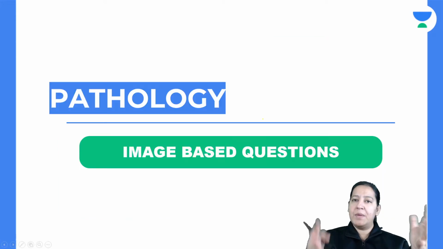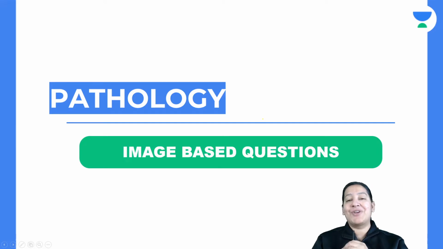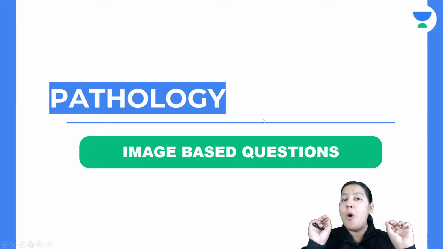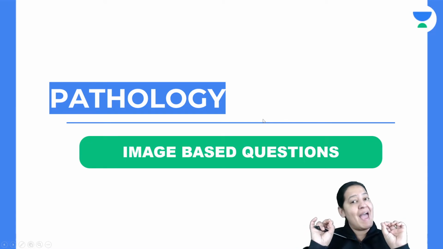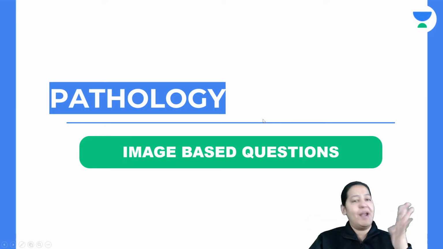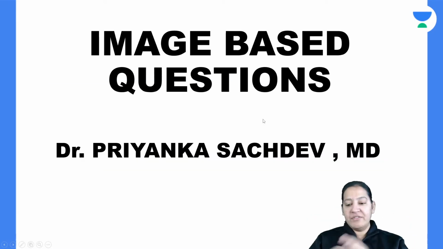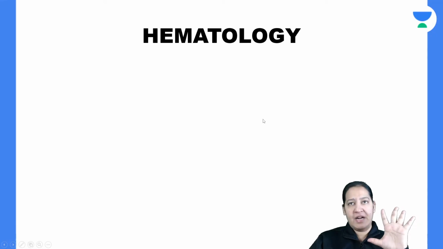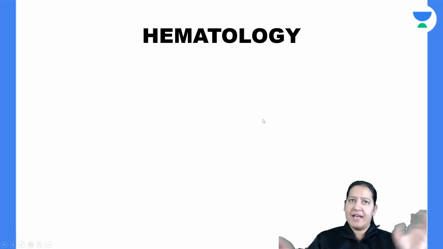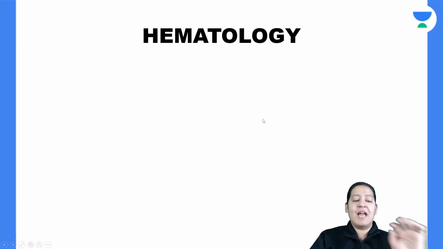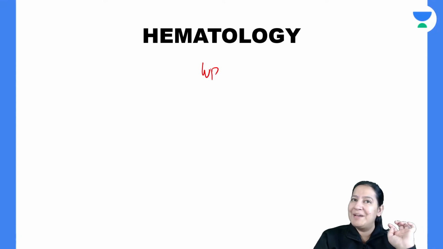So after this announcement, I would like to start the image-based question series from pathology, that is Robbins decoded. I will decode the entire Robbins image in front of you. Let me start with hematology first. Then I will move on to systemic pathology, and in the end we will do general pathology, as I have discussed in the plan. So in hematology, let me start with WBC disorders.